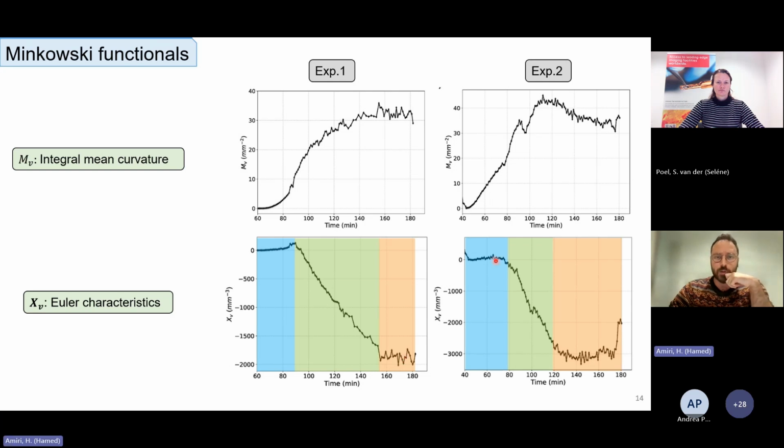You see a similar trend in experiment 2 as well, except that at the end of the experiment, again, you see a sharp increase in the Euler characteristic, which shows that the connectivity decreases. And again, this is a hint that you have a large precipitation in experiment 2.